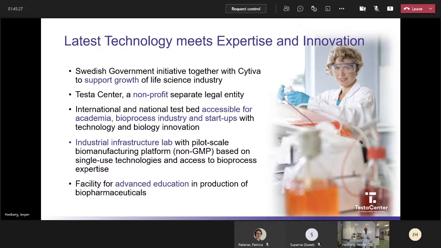So we're non-GMP, but you can run experiments up to 500-liter bioreactors and with the matching harvest and downstream scales for that. And then we're also open for educational activities. And Uppsala University, with Margareta Krabbe and Erik Jakobsson in the forefront, are driving several educational student courses here in Testa Center.